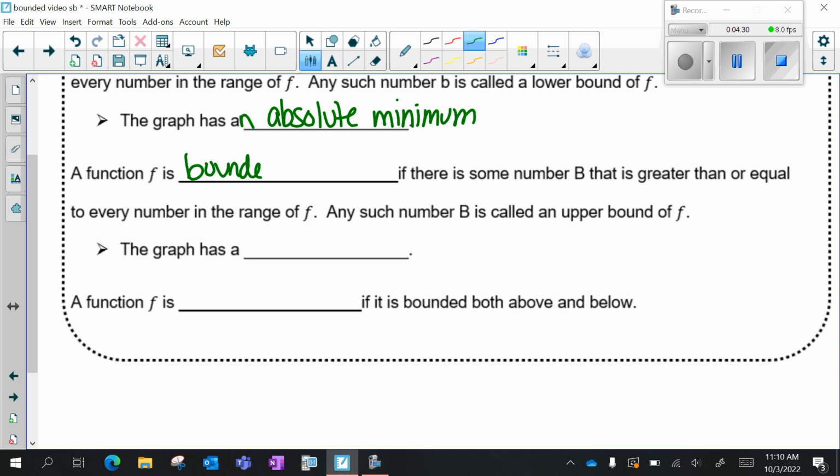So if we have functions that are bounded below, we also have functions that are considered bounded above. And a formal way written out in your definition here, if there is some number b that is greater than or equal to every number in the range of f. That means our graph has an absolute maximum.